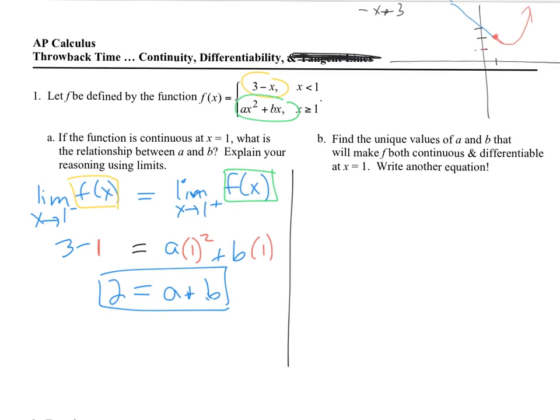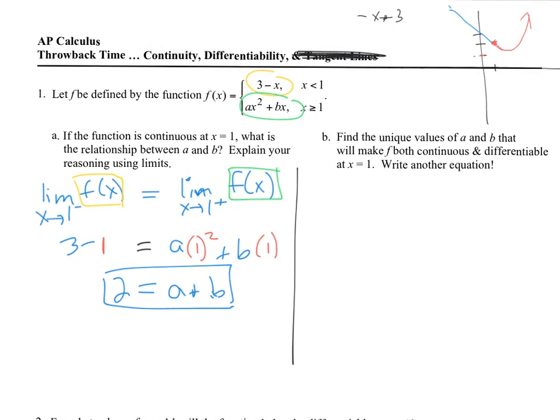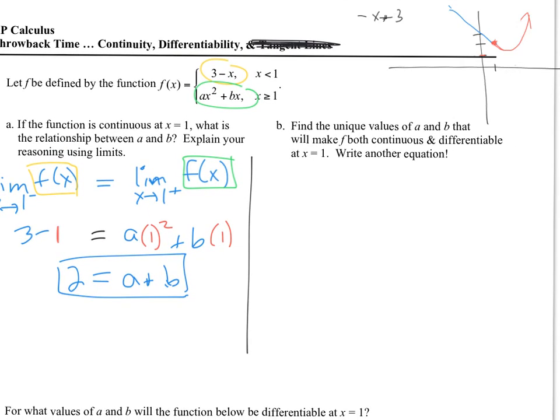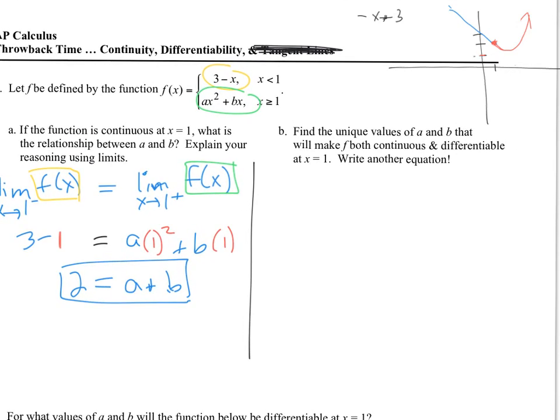So now what I want to do is I want to make it so that the slopes are the same. And when I'm talking about slopes in calculus, what am I talking about? You got it. I'm talking about derivatives. So what I need to do, and I'm going to try to write this for you as clearly as I can, is make the derivative on the left side, so that would be of my function 3 minus x, equal to the derivative on the right side, which is my ax squared plus bx.